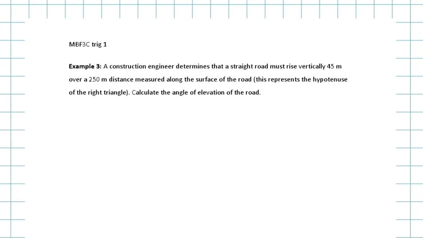We're going to look at this question together. We're going to draw the picture, and then you guys are going to solve it. A construction engineer determines that a straight road must rise vertically 45 meters over a 250 meter distance measured along the surface of the road. So this represents the hypotenuse of the right triangle. Calculate the angle of elevation of the road.